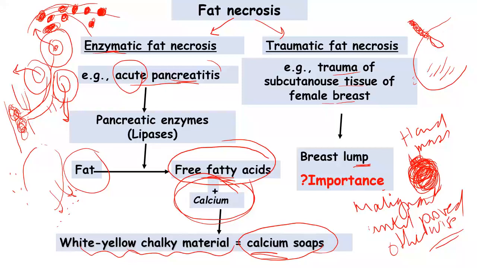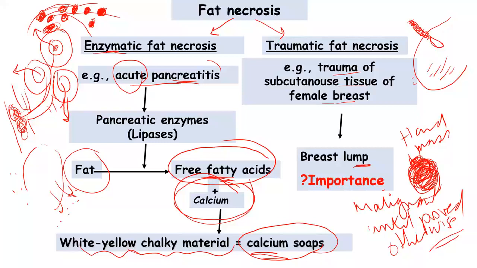Fine. So in fat necrosis, I have enzymatic fat necrosis and traumatic fat necrosis. Enzymatic fat necrosis occurs in cases of acute pancreatitis with release of pancreatic lipase that acts on the fat present in the omentum, in the mesentery, in the pancreas itself, and this will lead to damage of the fat cells, liberation of fat, transformation into free fatty acids that will bind with calcium present in the extracellular matrix, forming calcium soaps that appear as white, yellow, chalky material.